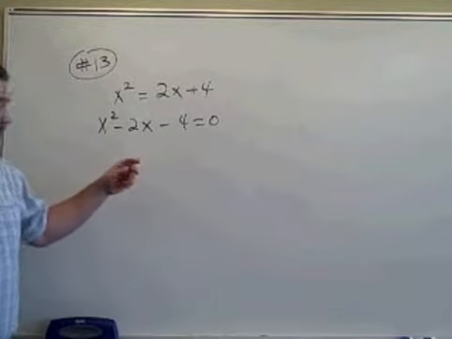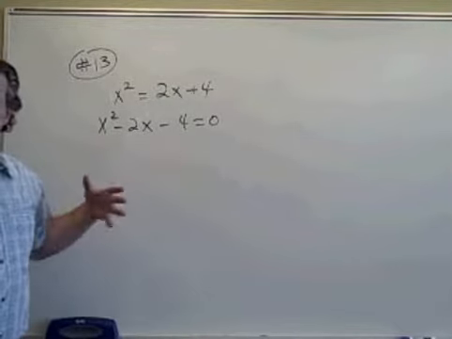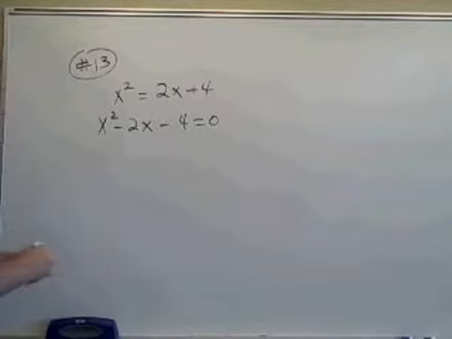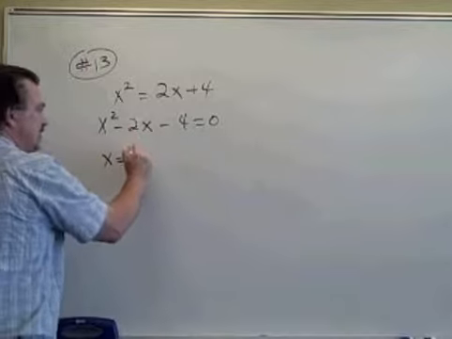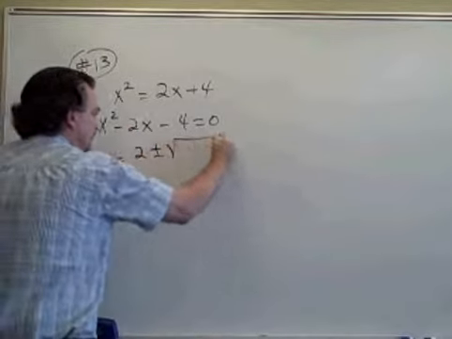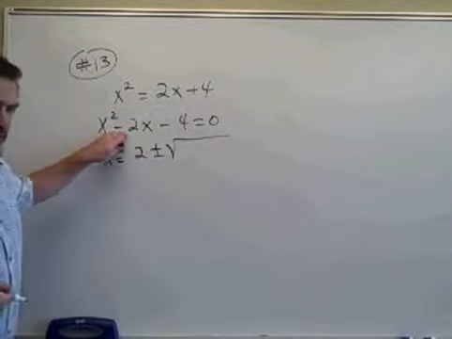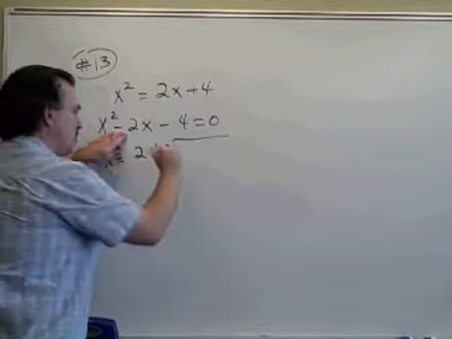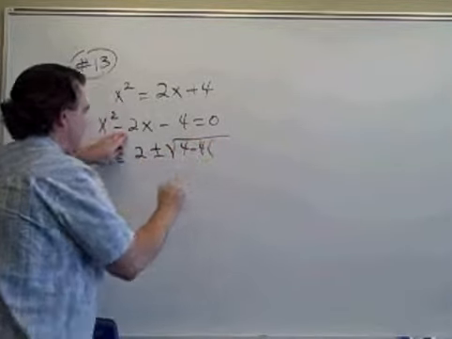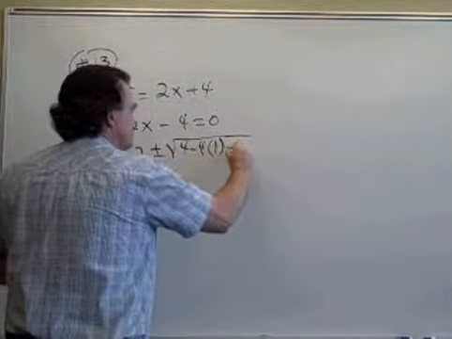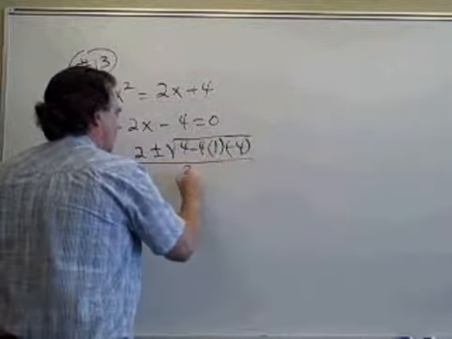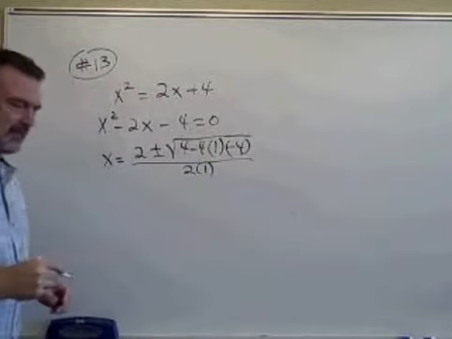It's in standard form. All three terms are there, so let's use the formula to solve this equation. Opposite of b, that's going to be positive 2, plus or minus the square root of b squared. The square root of negative 2 squared is 4, minus 4 times a is 1, times c is negative 4, all of that divided by 2 times a.